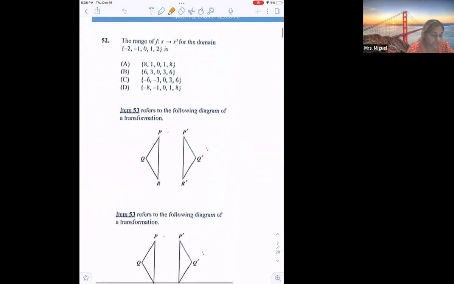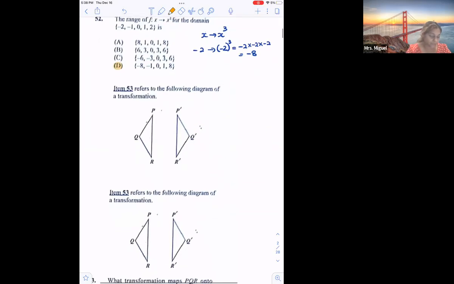The range for the domain. So x is mapped onto x cubed. So minus 2 cubed would be minus 2 by minus 2 by minus 2, which will give you minus 8. And D is the only answer that has minus 8. So that is our answer.